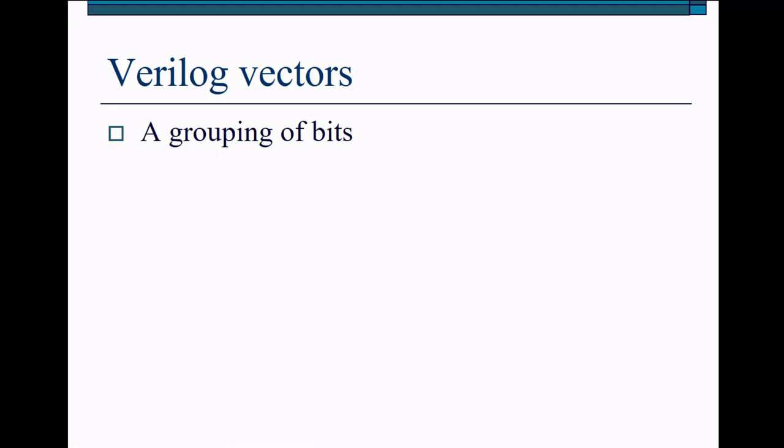In the Verilog language, up to now, we've only been able to declare a single bit of type reg or of type wire. It's possible to declare groups of bits and to work on those groups using what's known as vectors in the Verilog language.